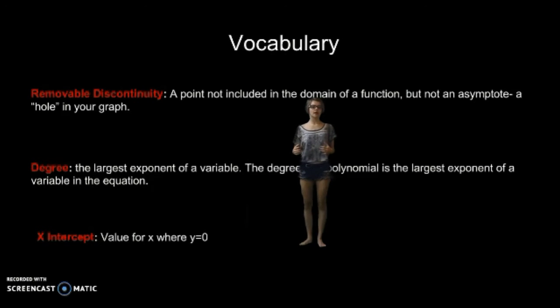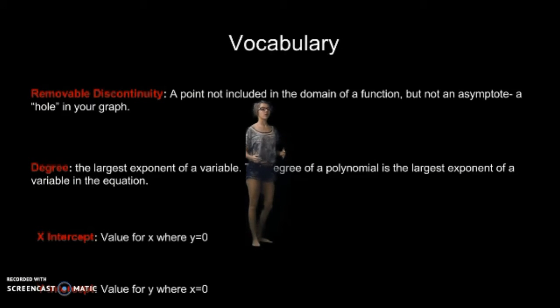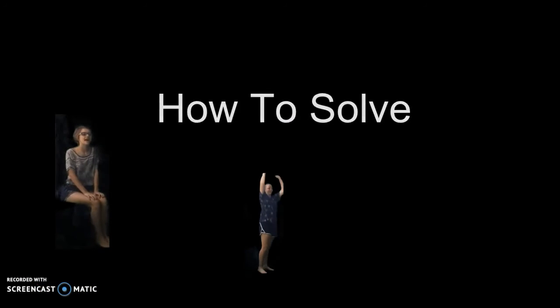X-intercept. Value for x where y equals 0. Y-intercept. Value for y where x equals 0. Today, I'm going to teach you how to determine the key parts of a rational equation.